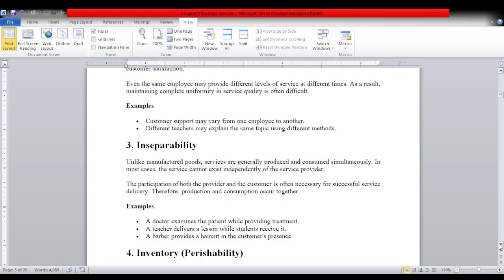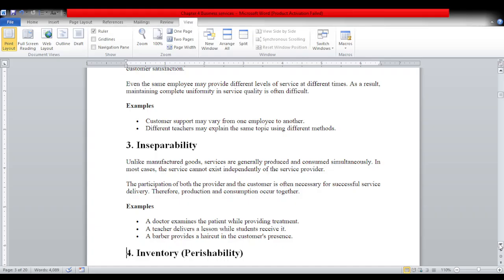In most cases, the service cannot exist independently of the service provider. Participation of both the provider and the customer is often necessary for a successful service delivery. Therefore, production and consumption occur together.